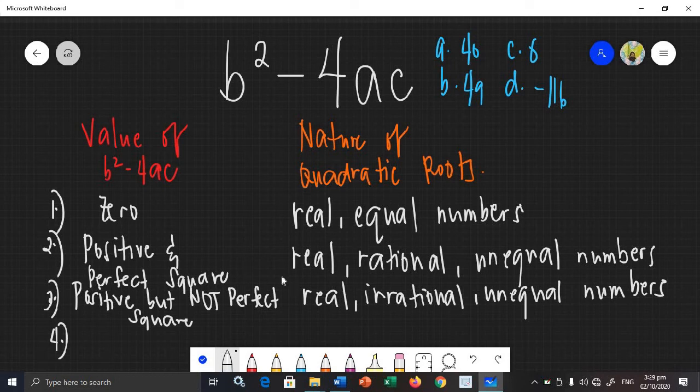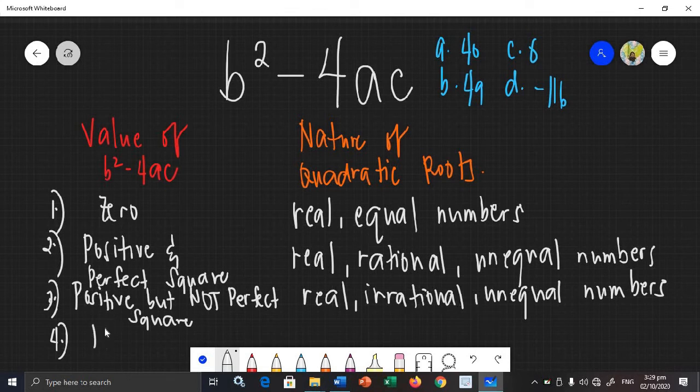So, kapag na-compute mo yung discriminant and lumabas na it is positive but it is not a perfect square. Like letter A, positive siya but 40 is not a perfect square, di ba? Therefore, kapag kinompute mo yung quadratic roots ng quadratic equation na yon na given kanina, ang lalabas na roots ay real, irrational, and unequal numbers.